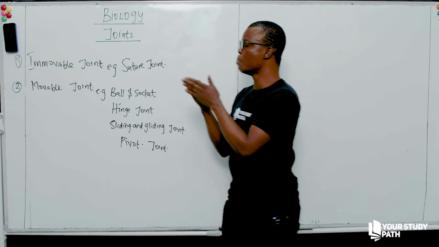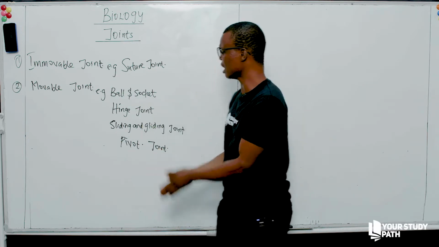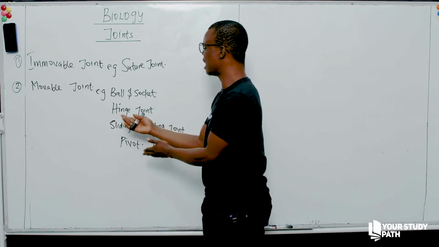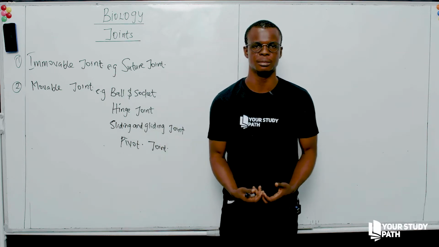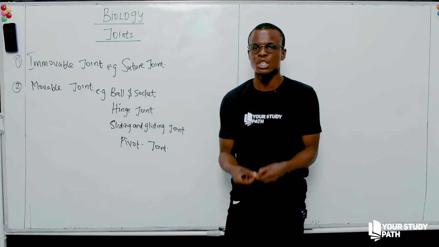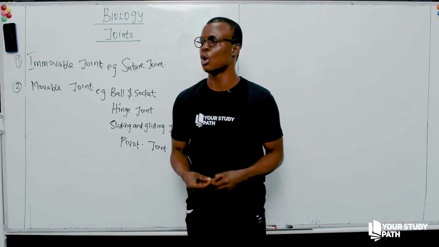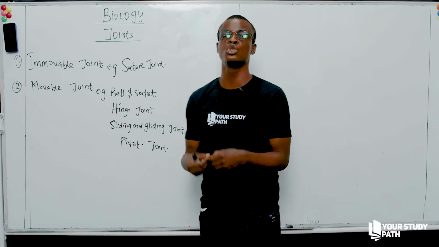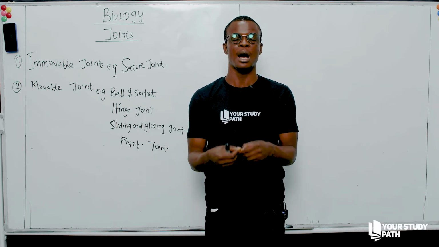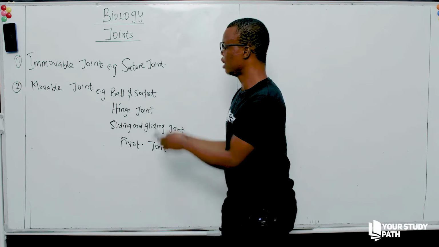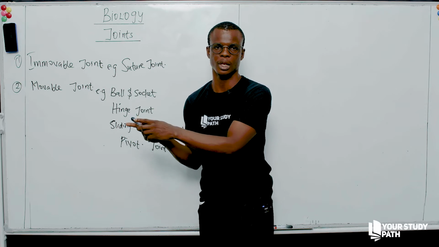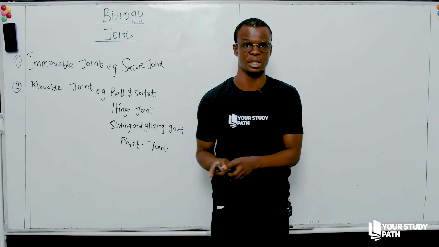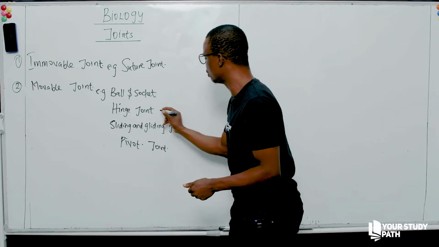And the second one we'll look at is the hinge joint. The hinge joint is a good example of a movable joint. However, it cannot move 360 degrees, as opposed to the ball and socket joint. So it's located at the elbow region.